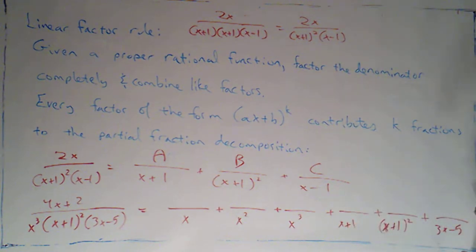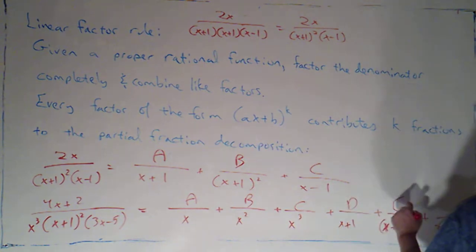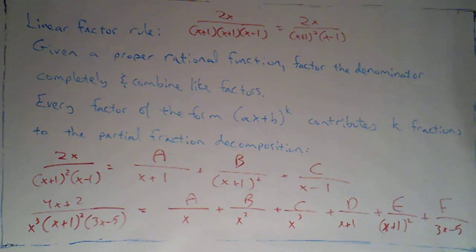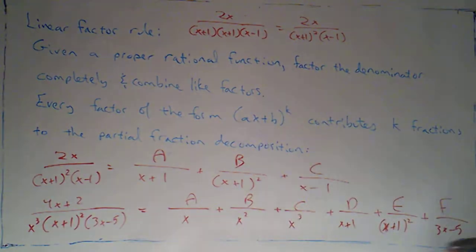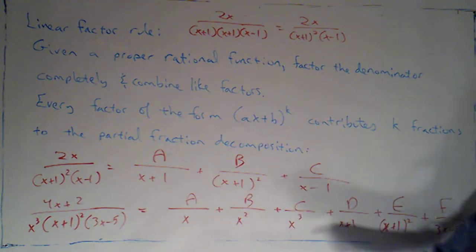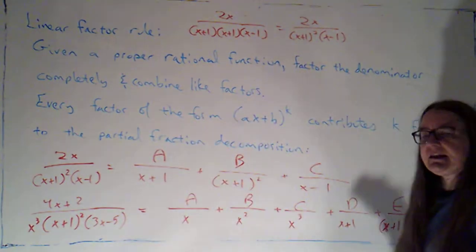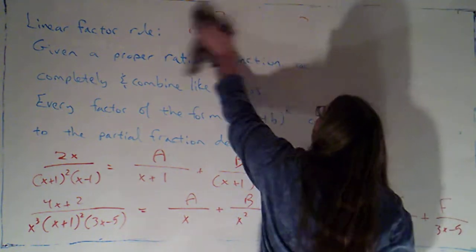And then 1 factor of 3x minus 5, so I'll have that. All of these are linear or a power of a linear, so I just got A, B, C, D, E, F as the numerators of those fractions. They would just be constants. Okay. All right. Now, with one that's this long, I'm not going to go through solving for these constants. But let's take a look at this one and see if we can find what A, B, and C actually are.